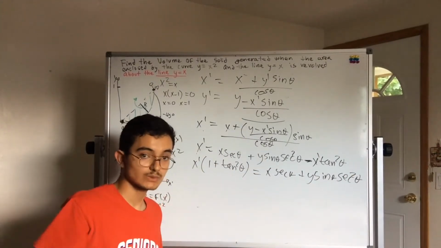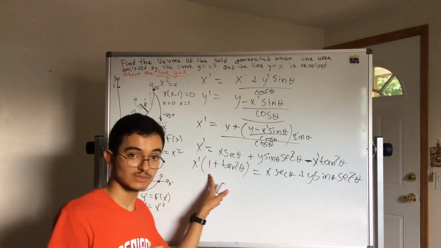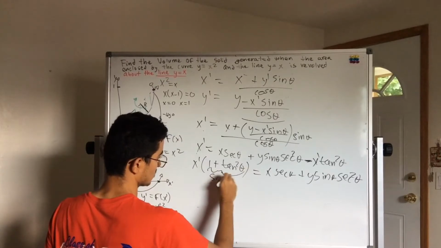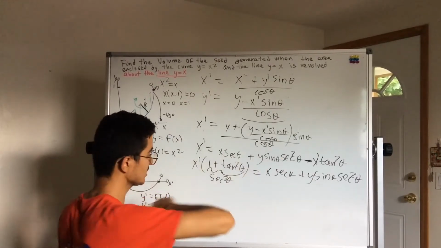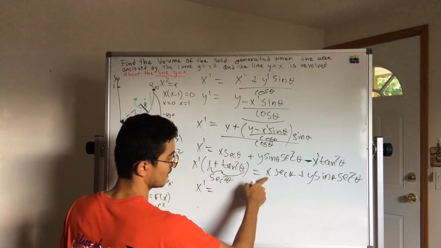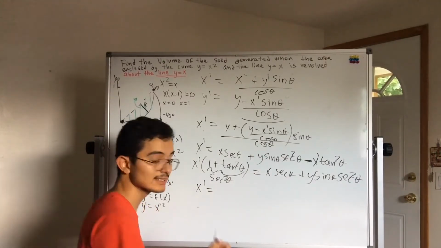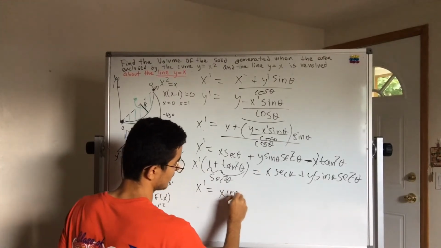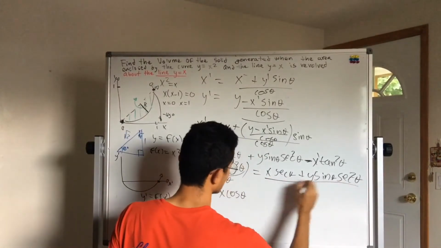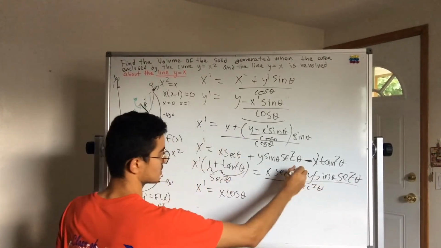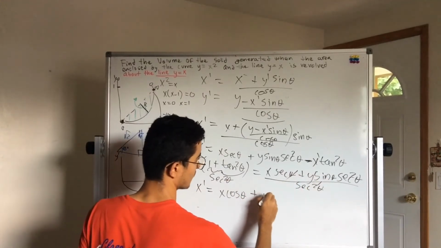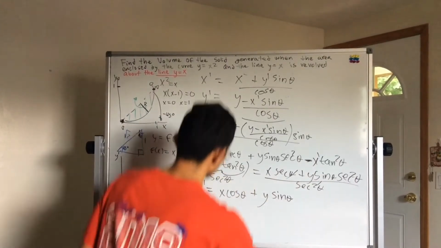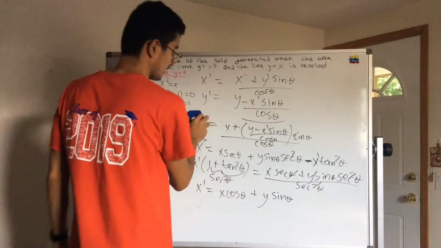1 plus tangent squared theta is one of the trigonometric identities, and that's going to be equal to secant squared of theta, right? So this over here is secant squared of theta. We can divide that on both sides, right? So we have x prime is equal to x secant theta divided by secant squared theta, which is x over secant theta, and x over secant theta is just x cosine theta. So we have x cosine theta. Everything is divided by secant squared theta, right? Plus y, secant squared theta cancels out, so we're left with y sine theta. Good.